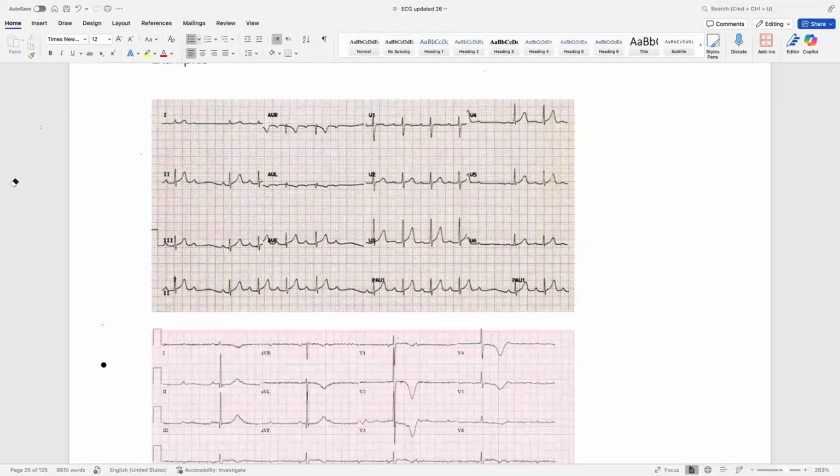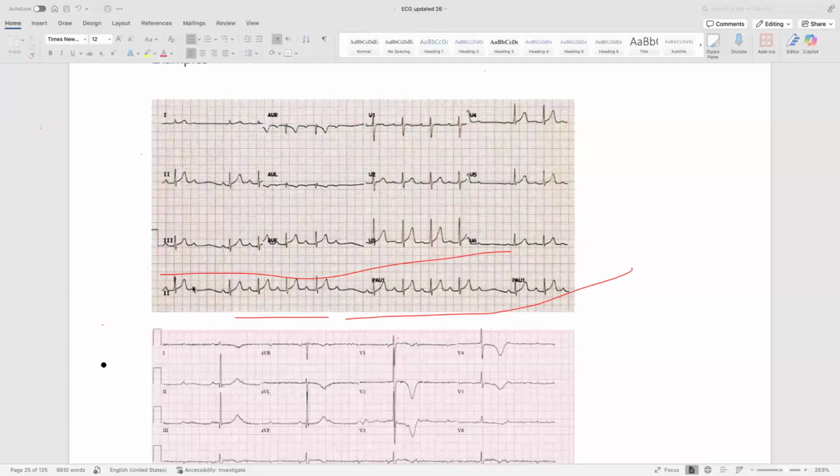Yes. Okay, go to the rhythm strip. This is the rhythm strip. Okay. This is QRST. This is the P wave. There is a drop here. This is P, yes. QRS, yes. P, QRS, P, QRS, QRS. Constant. There is a drop here.